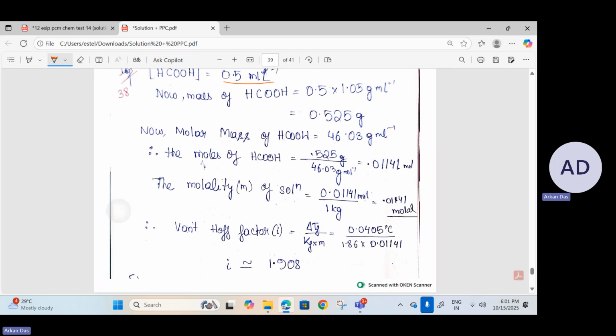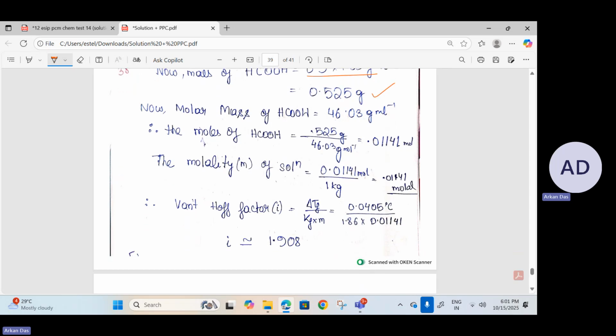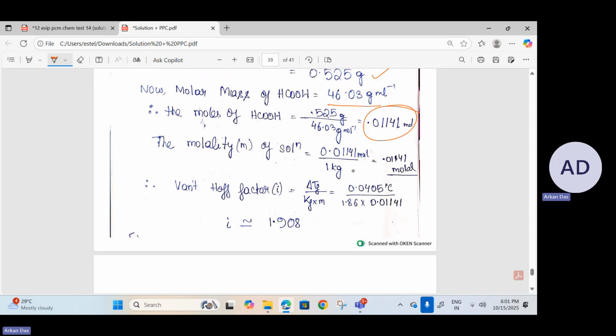Now the mass of this can easily be calculated from the density, moles into density is going to come as 0.525. Then the molar mass is 46.03. The molar mass of HCOOH is being given, so the moles can also be found. It is 0.01141. The molality, divided by 1 kg, is going to give you 0.1141 molal.